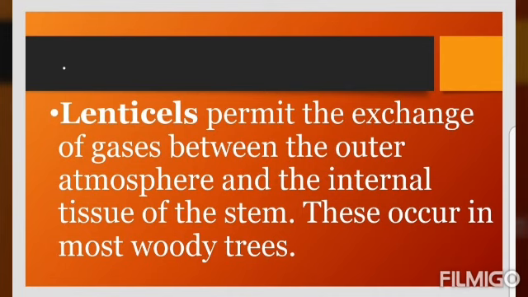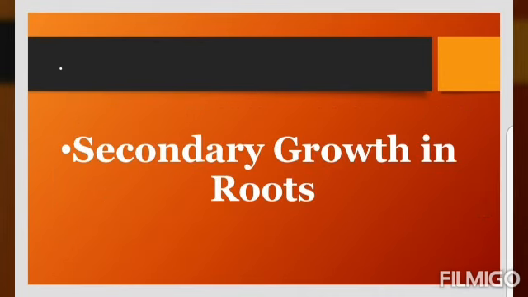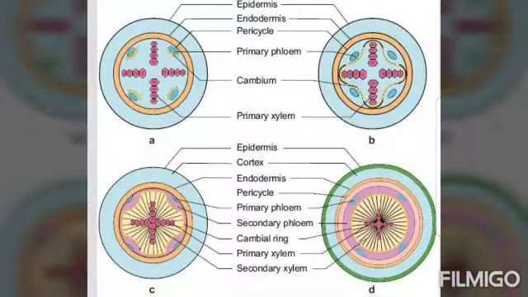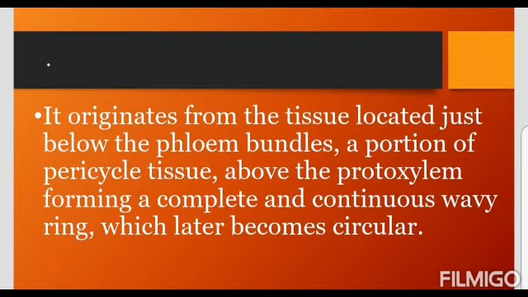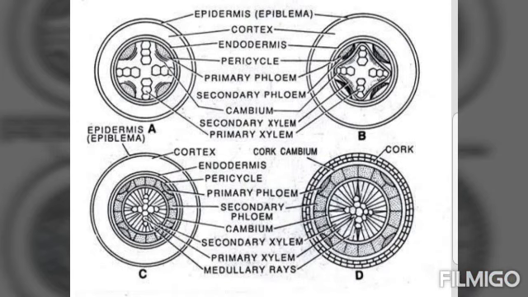Let's discuss the secondary growth in roots. In the dicot root, the vascular cambium is completely secondary in origin. It originates from the tissues located just below the phloem bundles and a portion of pericycle tissue above the protoxylem, forming a complete and continuous wavy ring, which later becomes circular. Further events are similar to those already described for a dicotyledonous stem.